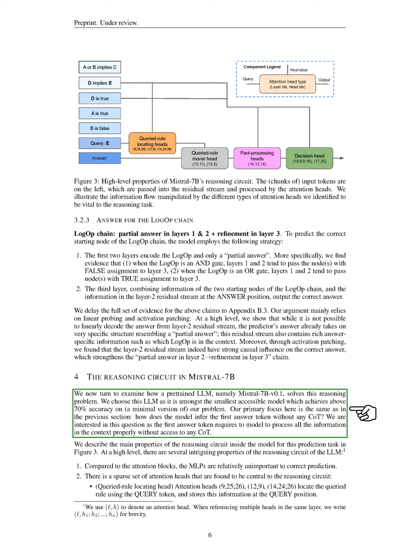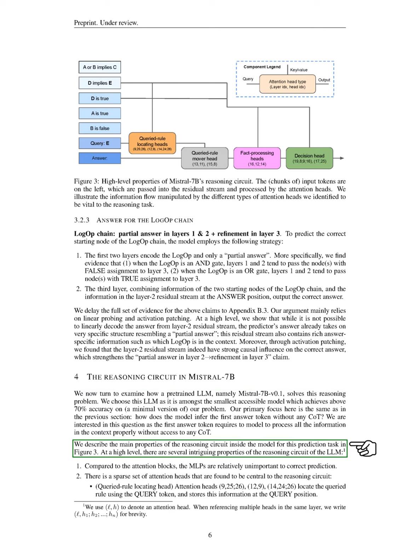Now, we turn our attention to how the pre-trained LLM, Mistral 7B v0.1, addresses this reasoning challenge. We selected this model because it is one of the smallest available that achieves over 70% accuracy on a simplified version of our problem. Our focus remains on how the model deduces the first answer token without any chain of thought, COT. This is crucial since determining the first answer token requires the model to effectively process all contextual information without relying on COT.